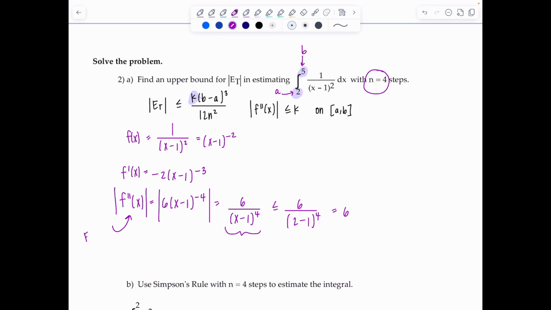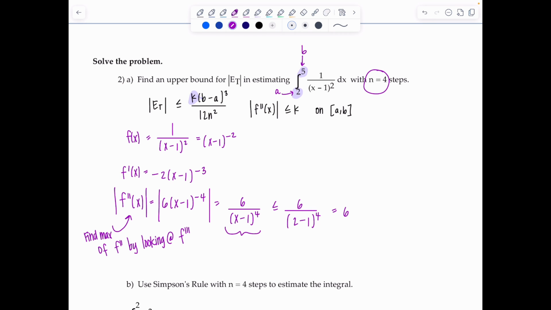So we could find the max of f double prime by looking at its derivative, f triple prime. So remember in Calc 1 when you were trying to find local extrema, so the local min or local max of a function, you looked at its derivative, right?